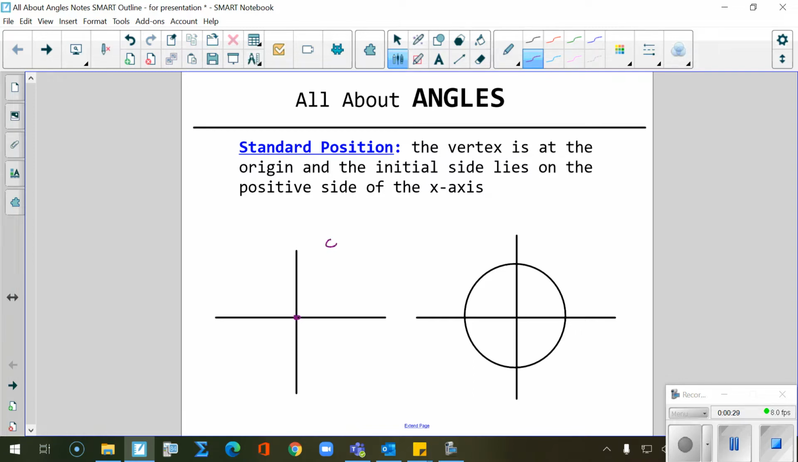And our coordinate plane still has a quadrant 1, a quadrant 2, a quadrant 3, and a quadrant 4. And our coordinate plane still has a positive x and a positive y in quadrant 1. In quadrant 2, a negative x, positive y. In quadrant 3, both coordinates are negative. And in quadrant 4, a positive x and a negative y. So those things haven't changed.